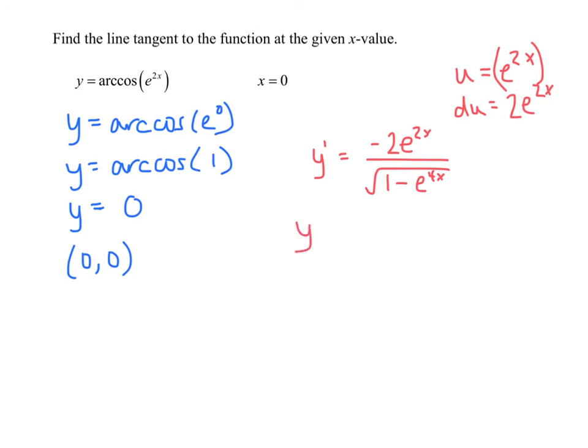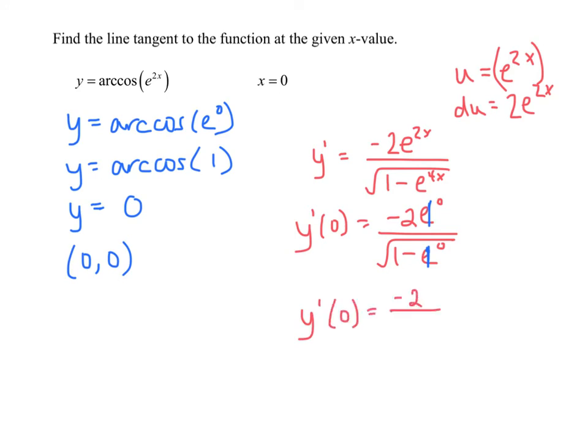Okay, so that's my slope, that's my derivative. Now I need to go ahead and evaluate that at 0. So I have negative 2 e to the 0 over the square root of 1 minus e to the 0. All right, so hopefully we know that e to the 0 is 1. So we end up here with our slope is negative 2 over the square root of 1 minus 1, which is 0. So that ends up with an undefined slope. What does that mean if you have an undefined slope? That means that we have a what kind of line? A vertical line.